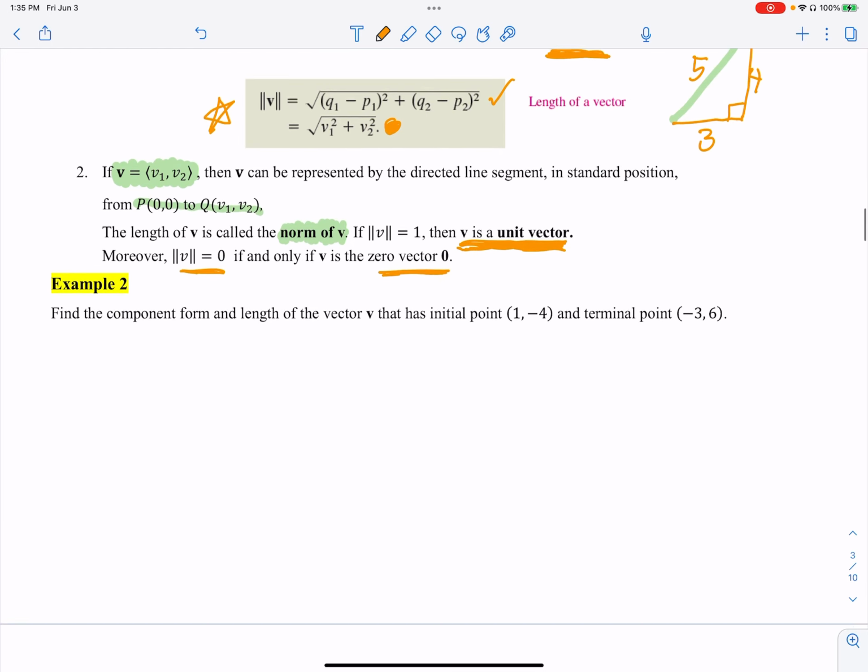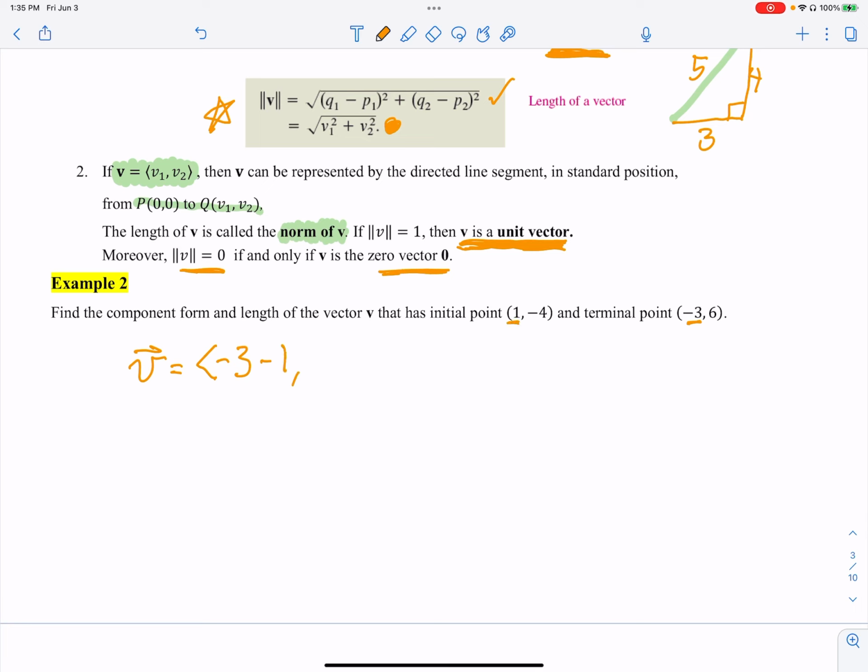All right, we have an example here. It says find the component form and length of the vector that has initial point 1, -4, and terminal point -3, 6. Let's call it v. That's what they called it. And it says we want to find the component form. So what we're going to do is you take the x of your terminal point, -3, and you subtract from it the x of your initial point, 1.